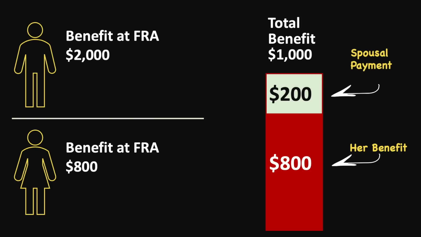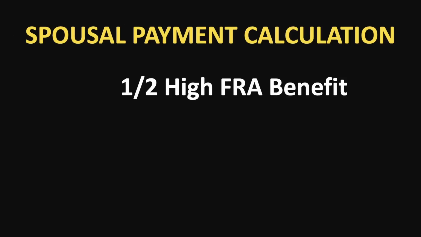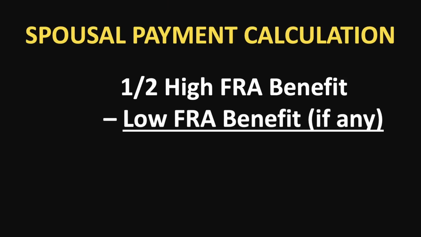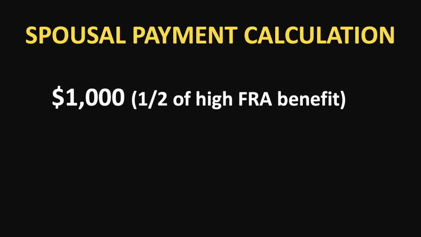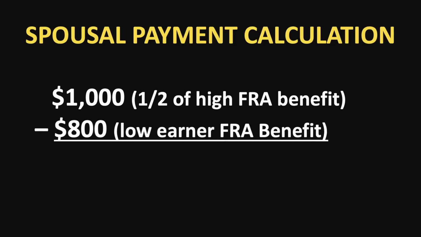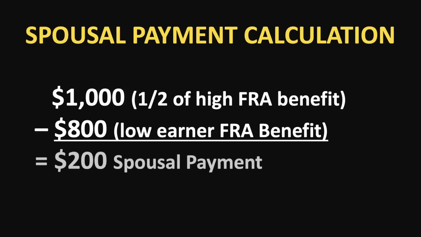Now, what's critical to understand with dual entitlement is that these are really two separate benefit payments, but kind of mashed into one. The easy way to understand how this may apply in your situation is a really simple formula, and that is one half of the higher earner's full retirement age benefit minus the lower earner's full retirement age benefit equals the spousal payment. Now, if we go back to the husband and wife in our example, we know that half of the higher earner's benefit amount is $1,000. We can then subtract the lower earner's benefit amount of $800 to see that the spousal payment would be $200.